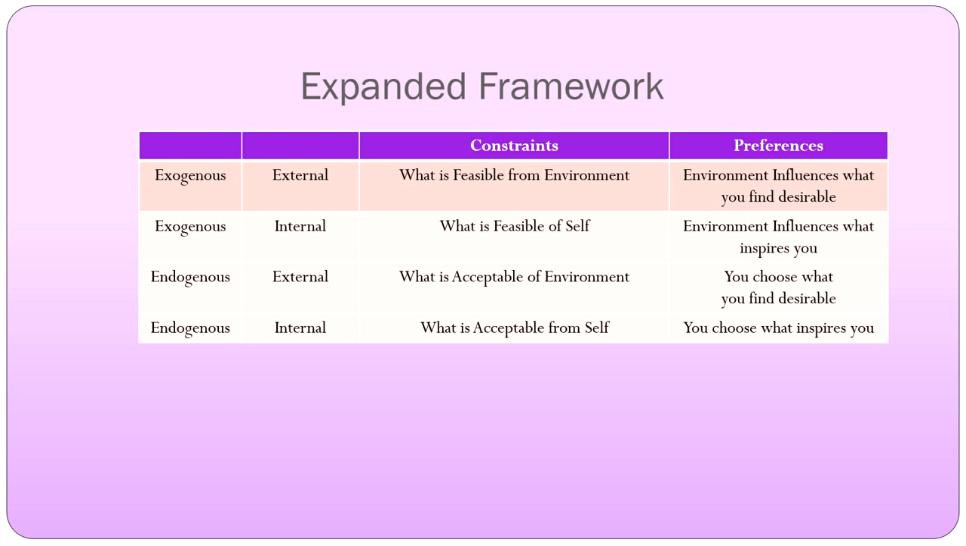Endogenous and external would be what is acceptable of the environment. Okay. And in terms of preferences, this means that you choose what you find is desirable. And finally, endogenous and internal. This is what is acceptable from self. And in terms of preferences, it's what you choose, right, to inspire you, okay, or yourself. So this is just thrown in for completeness.